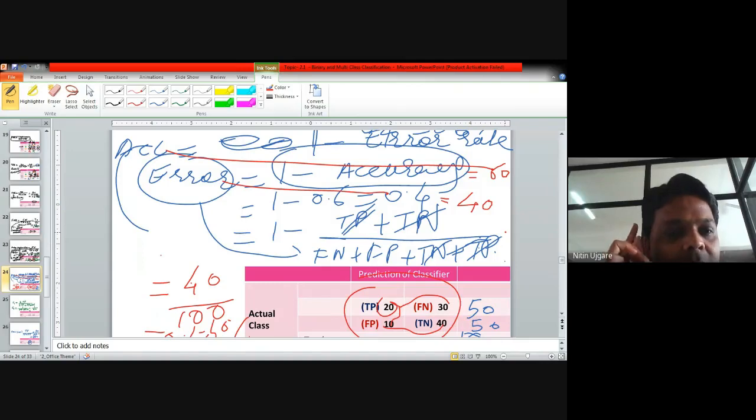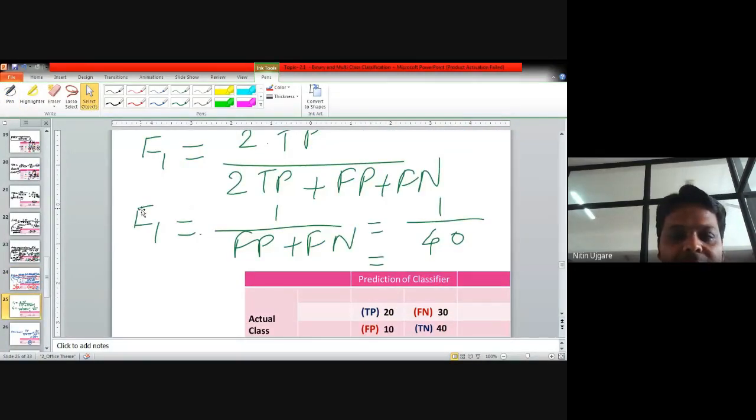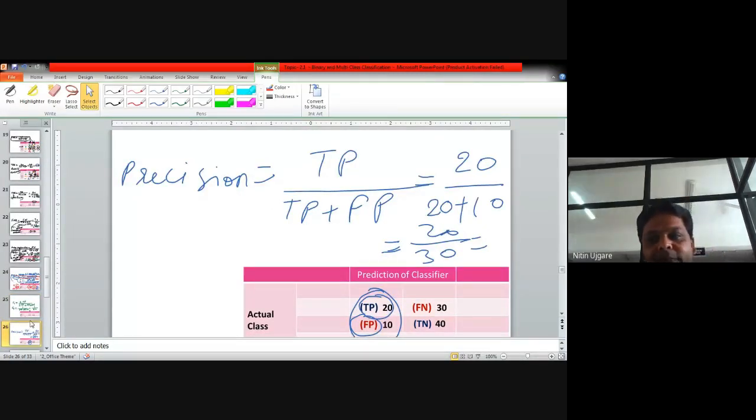Remember, the standard says that ideally the accuracy should be close to 1, whereas the error rate should be close to 0. That means error should be minimum and accuracy should be high, right? This does not give me a clear indication of my classifier, but we can conclude that the classifier has average performance. You can also find this using the F1 score, as well as the precision.